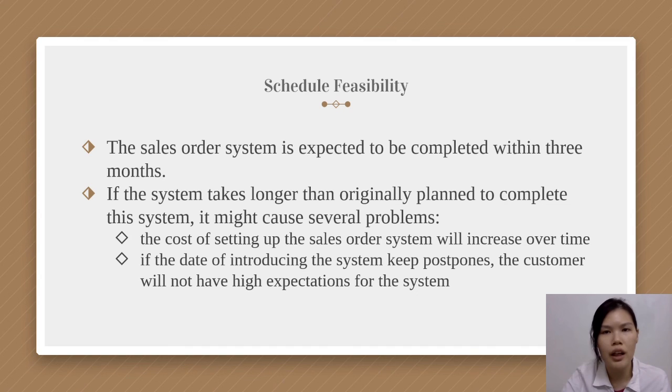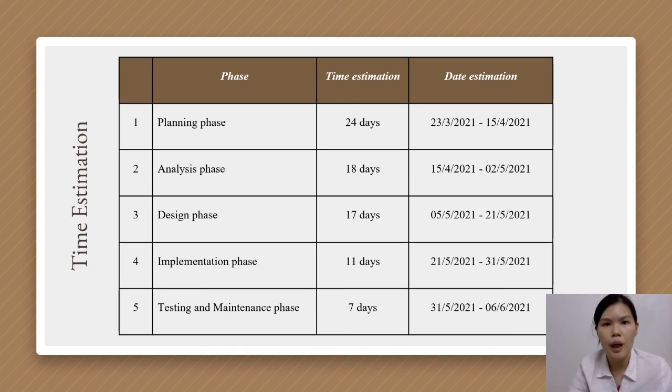In addition, Ikim Burger will promote the new sales order system to the customers before the first implementation in order for them to better understand it. However, if the date of introducing the sales order system is postponed, customers will not have high expectations for the system. This is the estimated time for developing and setting up the sales order system. It will start on March 23, 2021 and end on June 6, 2021.